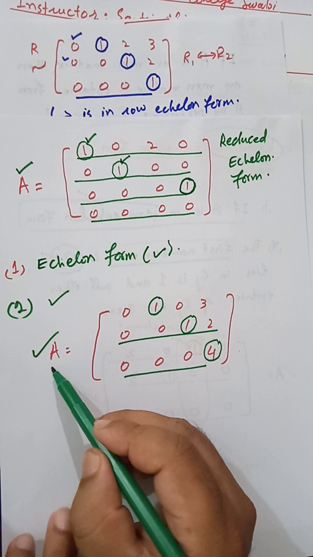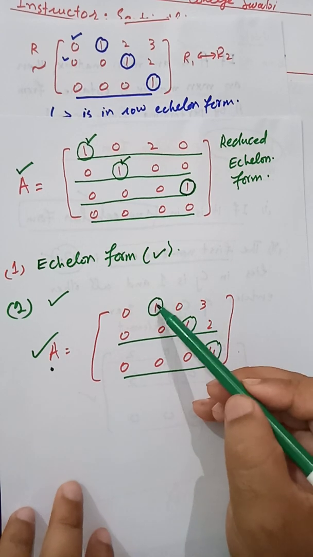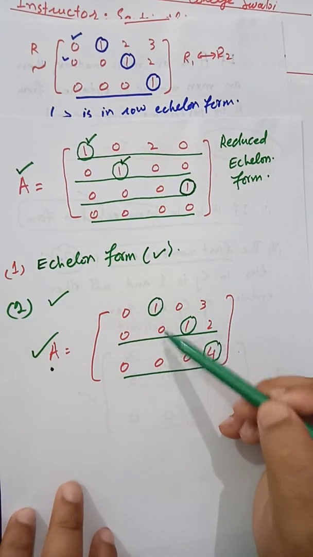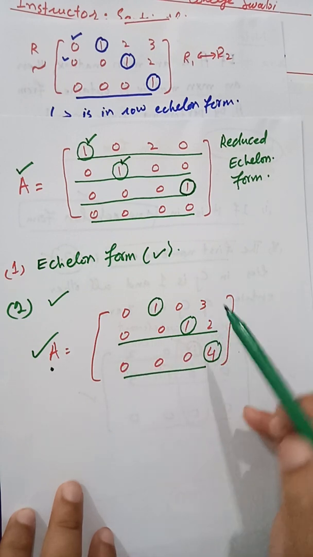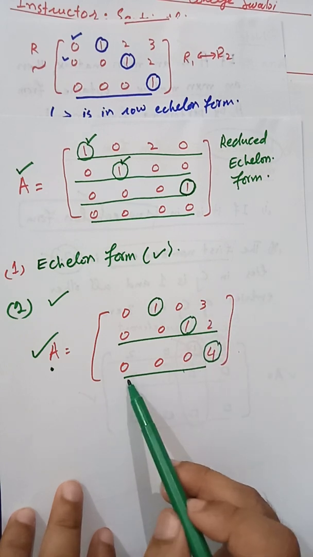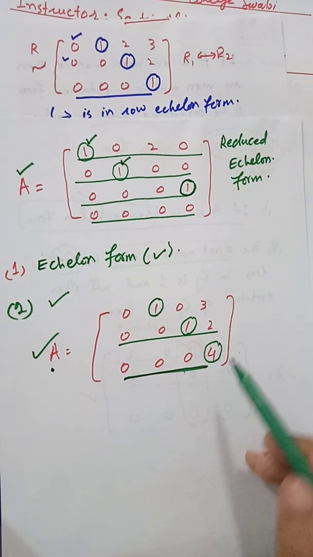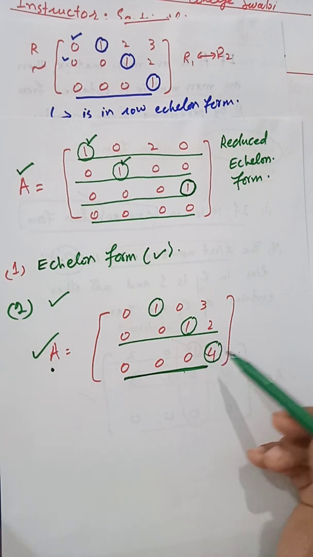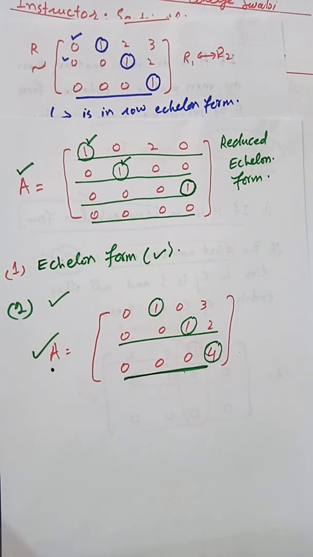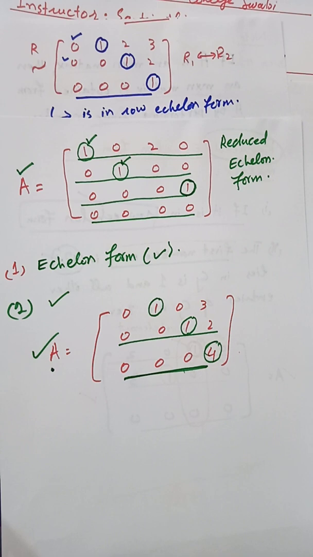Now checking the second condition. The second condition says that the first non-zero entry of the first non-zero row must be 1. So this is 1 and the rest of the elements of that column must be 0. So this is 0. This is true. For the second non-zero row, the first non-zero entry must be 1 and the rest of the elements in that column must be 0. That is true. Now this is the third non-zero row. You will check that condition for every non-zero row. So in the third non-zero row, the first non-zero entry is not 1 and the rest of the elements in that column are also non-zero. So that's why this is not in the reduced echelon form. This is in the echelon form but not in the reduced echelon form.